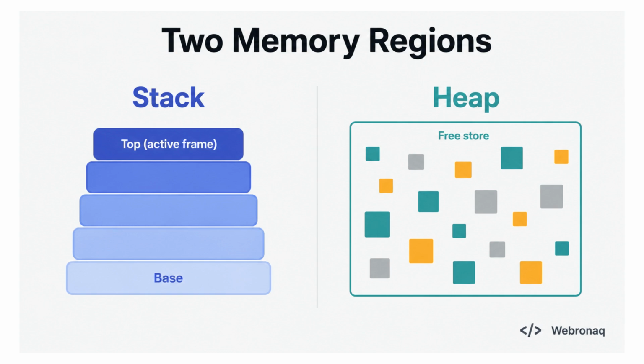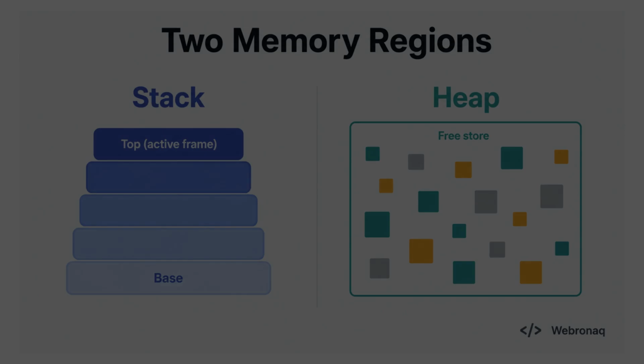The second region is the heap, sometimes called the free store. Think of this as a large open warehouse. Space is available, but it is unorganized, and you have to explicitly request it and return it when you are done. Both regions live in your program's memory space, but they behave very differently. Up next, let us zoom in on how the stack actually works when you write local variables in C++.